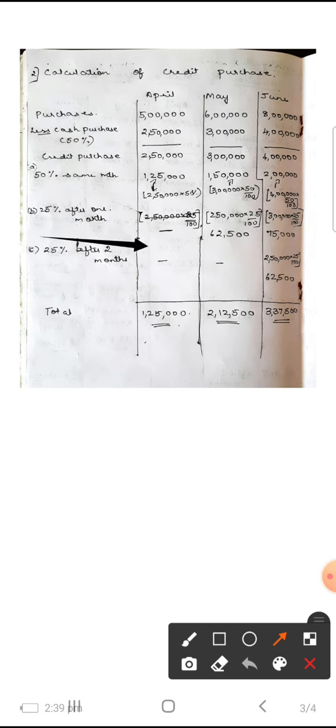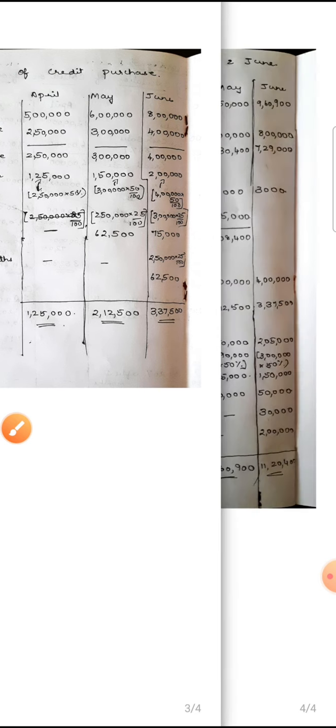Then 25% after 2 months means April's purchases they'll pay in June. So April 2,50,000 into 25%, 62,500. Total, you will get the credit purchase. Okay, next we will go for the cash budget.